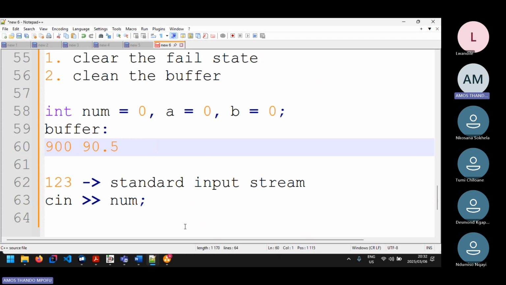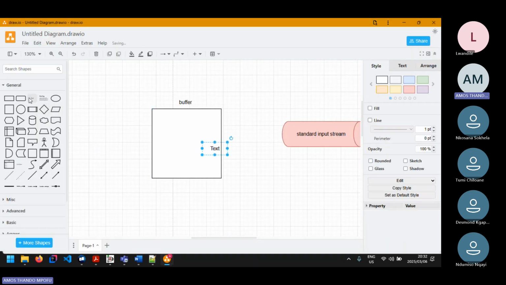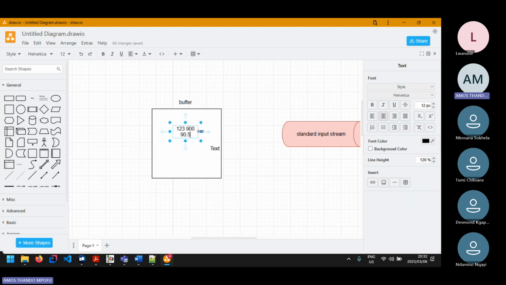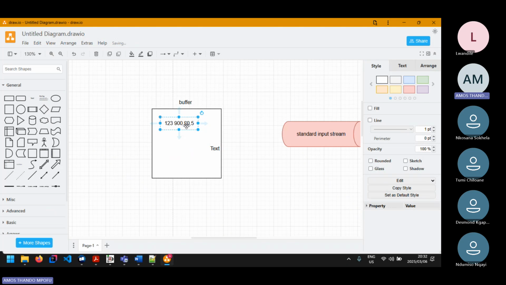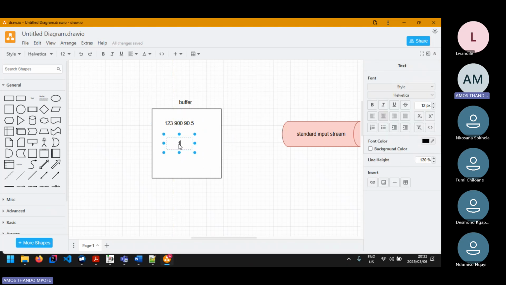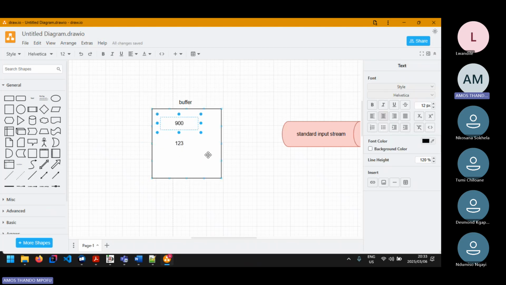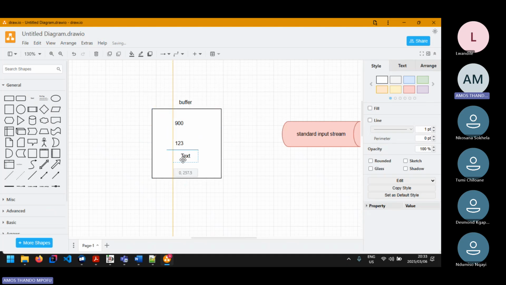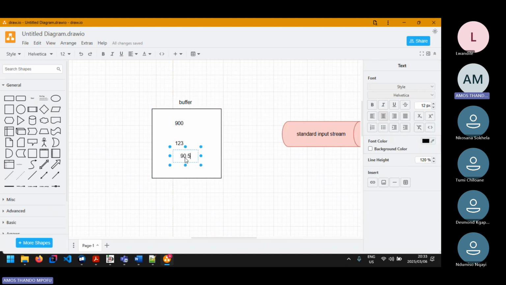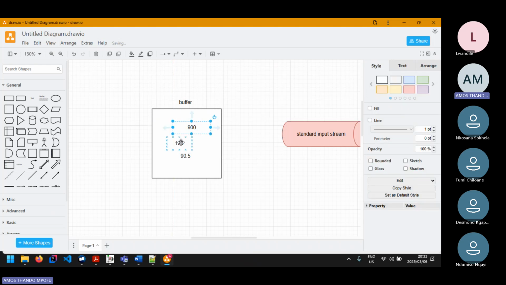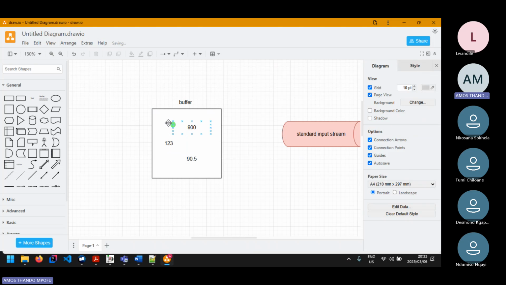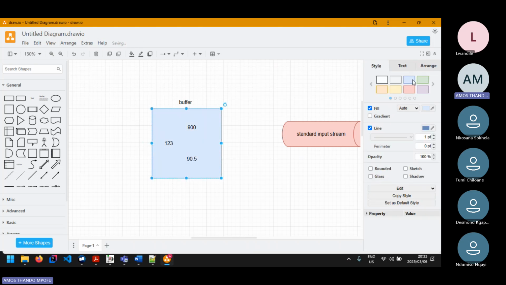Then I'm going to go back here and put my text, and then these are the numbers. I need to separate them: 123, 900, and 90.5. It doesn't matter whether they are stored in order, sequentially. Just know this is the waiting area for values or input that you type on the keyboard.